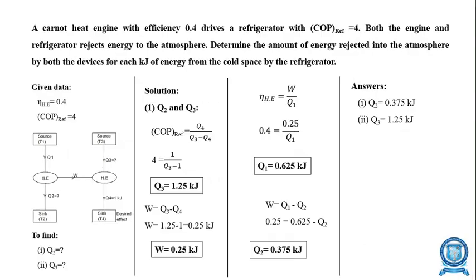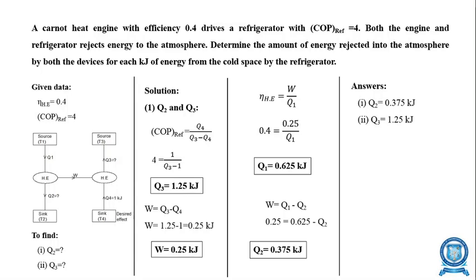So another problem: a Carnot engine with efficiency of 0.4 drives a refrigerator with COP of refrigerator equal to 4. Both the engine and refrigerator reject energy to the atmosphere. Determine the amount of energy rejected into the atmosphere by both the devices for each kilojoule of energy removed from the cold space by the refrigerator.